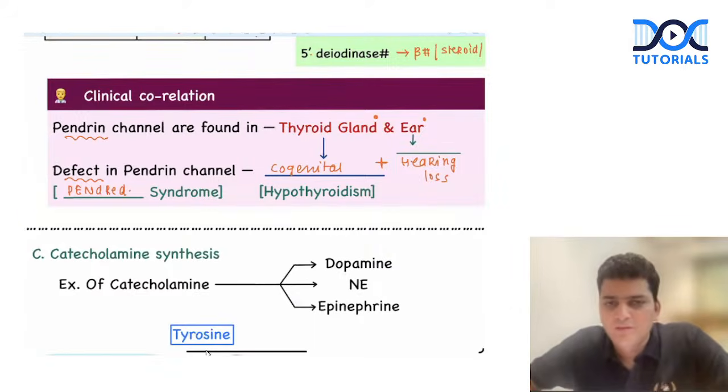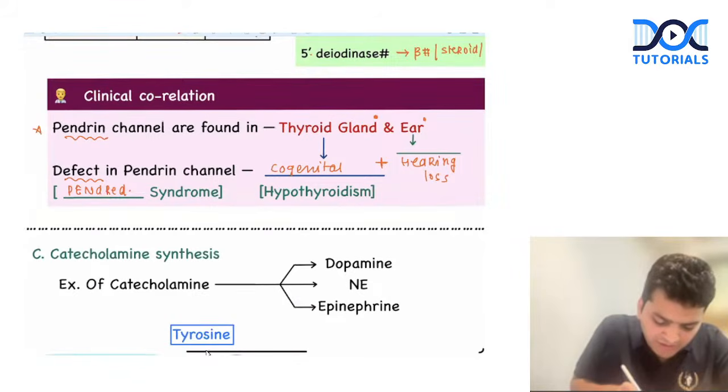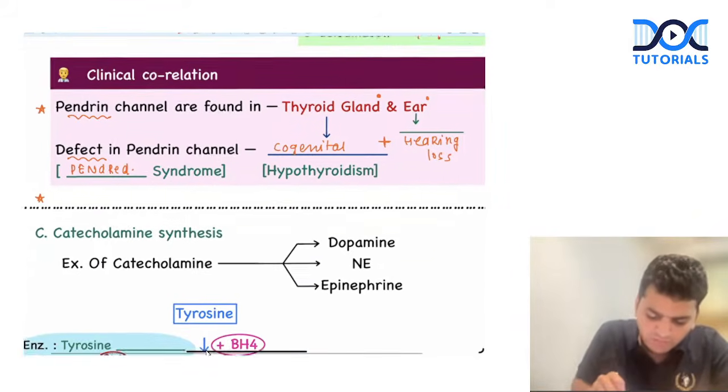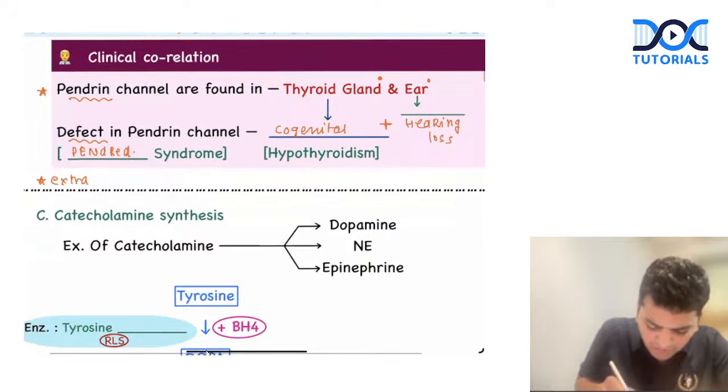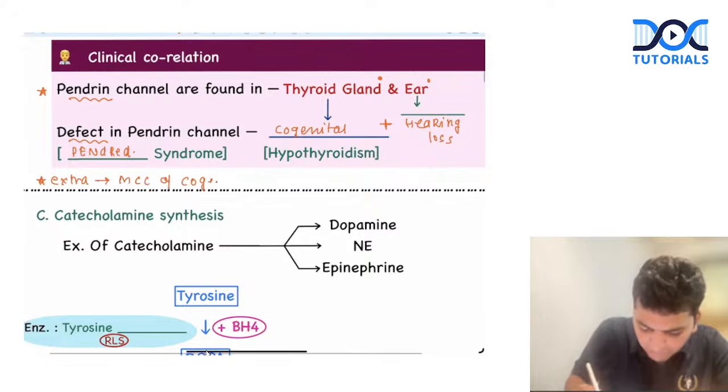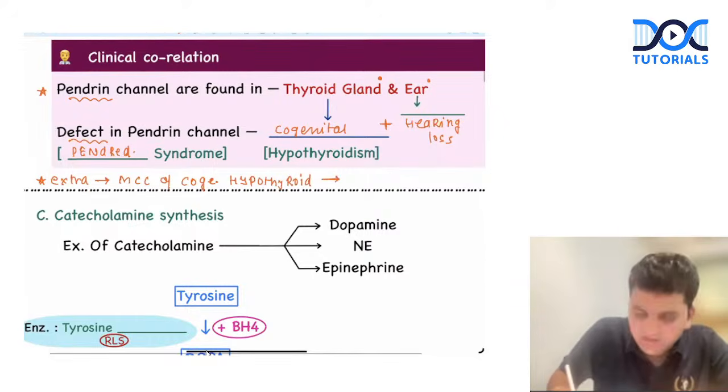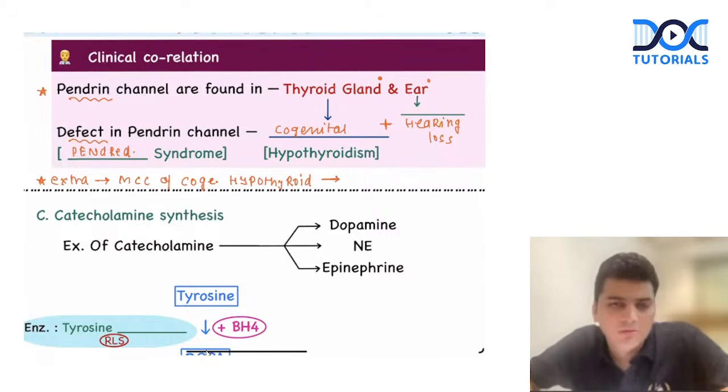Just a question from pediatrics. It's just an extra point. What is the most common cause of congenital hypothyroidism? The options are Pendred syndrome, iodine deficiency, selenium deficiency, Hashimoto thyroiditis. What is the most common cause?